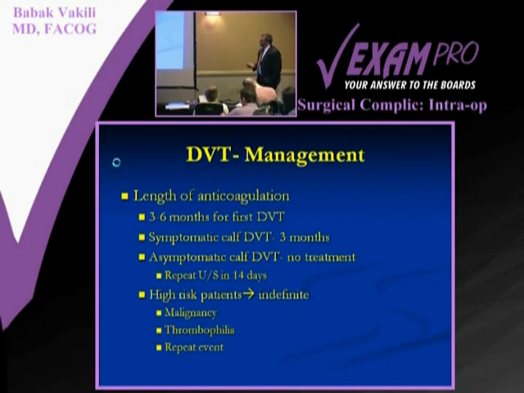How long do you anticoagulate them? For just a first DVT, 3 to 6 months. Symptomatic calf-only DVT, 3 months. Asymptomatic calf DVTs, you don't actually have to treat them. Most hematologists do not treat asymptomatic calf DVTs because a large proportion of them will resolve spontaneously. If they become symptomatic, that's different. So if they're asymptomatic with a calf DVT, you just tell them to do their normal business, walk around, use the muscle, and repeat the ultrasound in 14 days. If it's still there, then you treat. High-risk patients who get a clot are on anticoagulation forever.